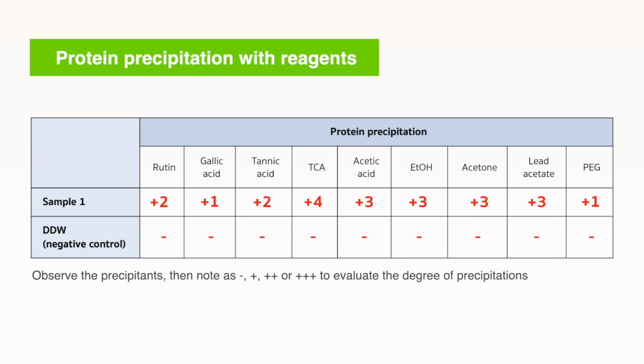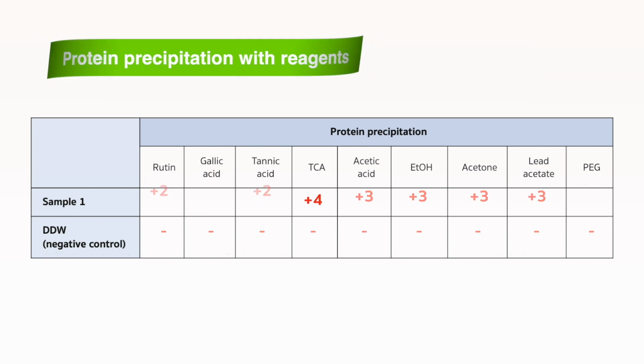We can conclude that protein can be precipitated by many reagents. Each reagent has a different mechanism to precipitate protein. So, the best reagent depends on the objectives of the work. It depends on what the precipitated protein is going to be used for.